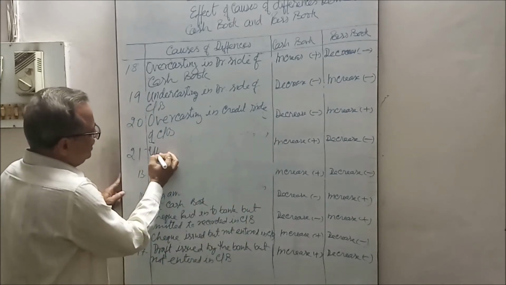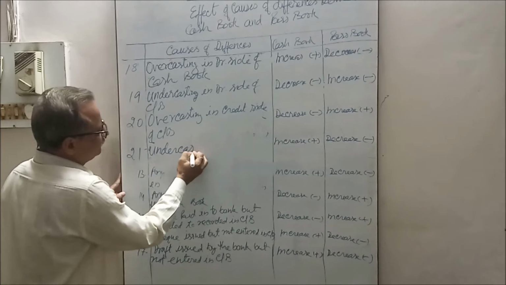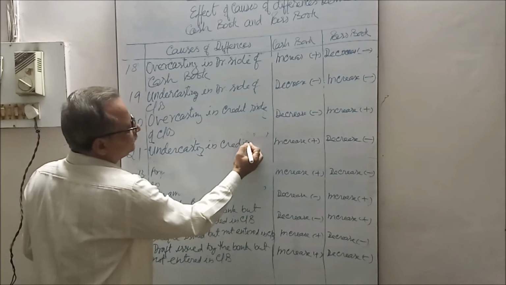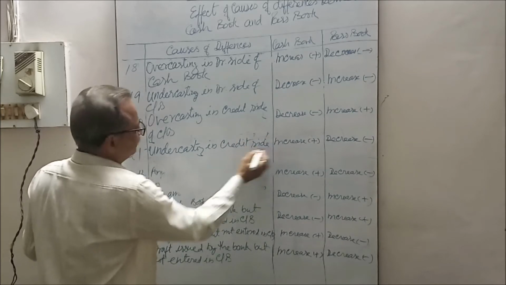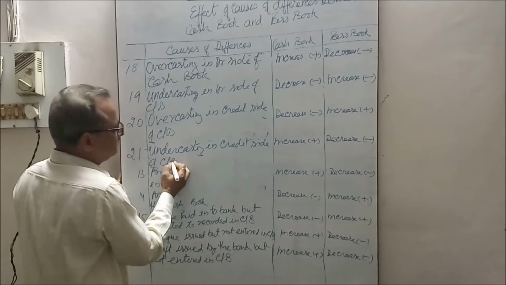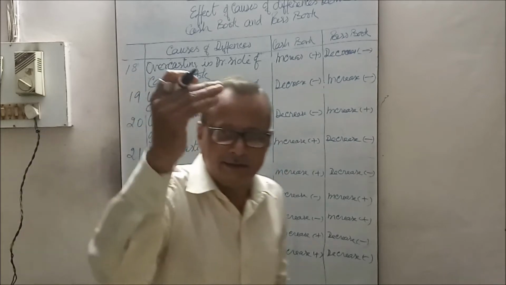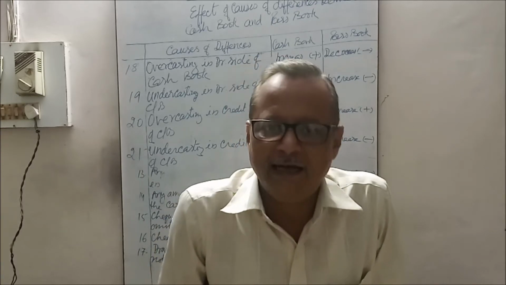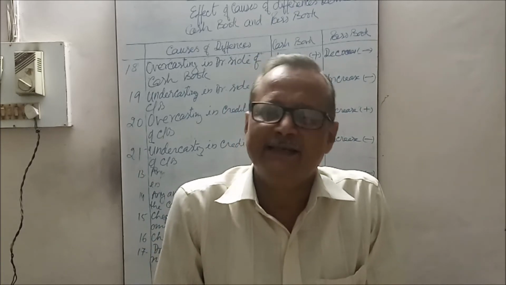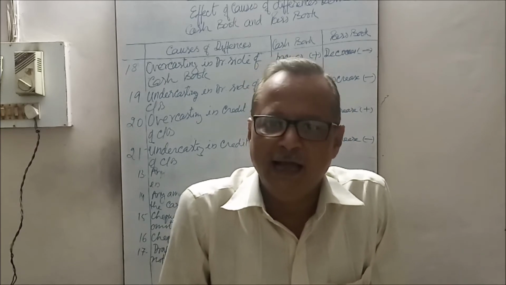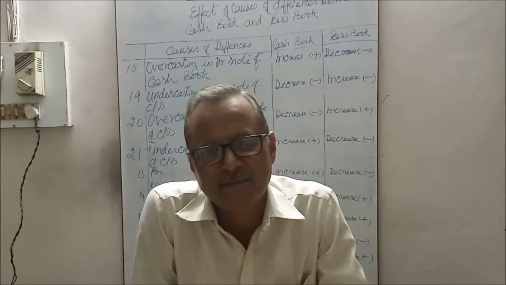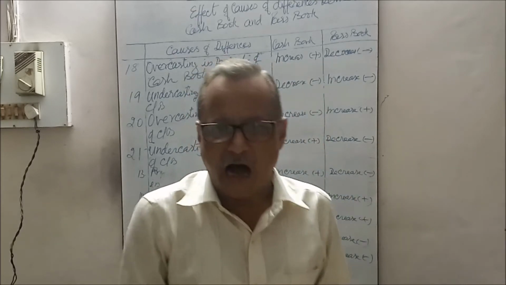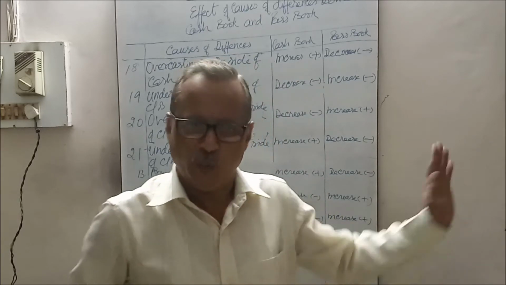Now undercasting in credit side of cash book. In the payment side, less amount is written or recorded, then that amount will increase in comparison to the passbook, and passbook will show decrease in comparison to the cash book. These are the certain effects. Now, how to prepare the reconciliation statement, we will learn.